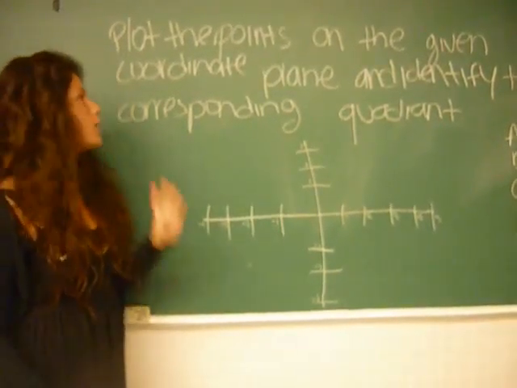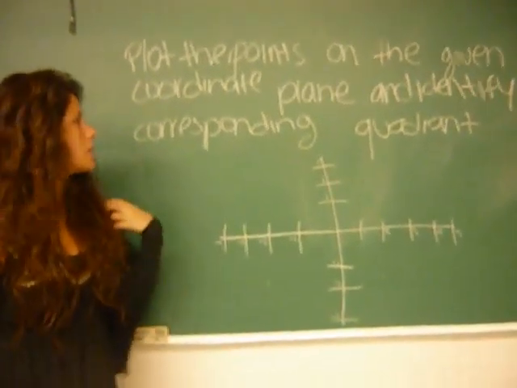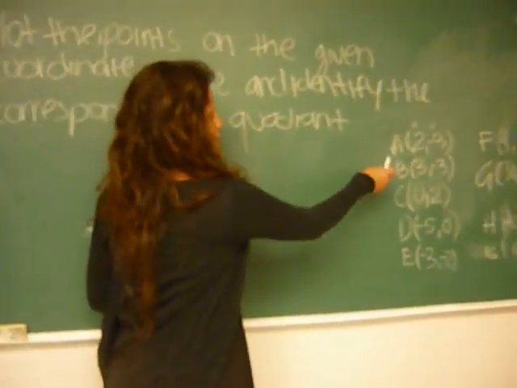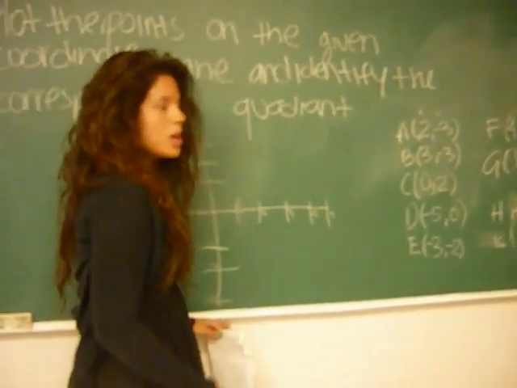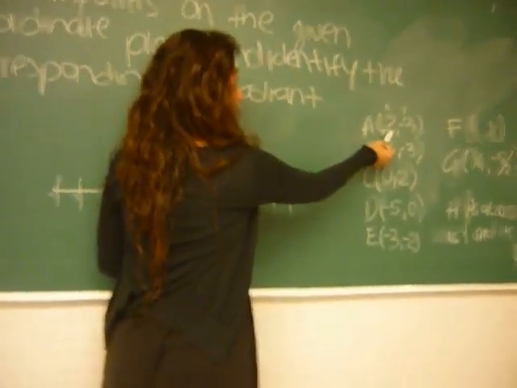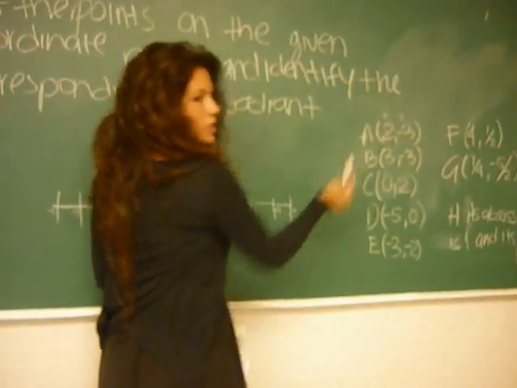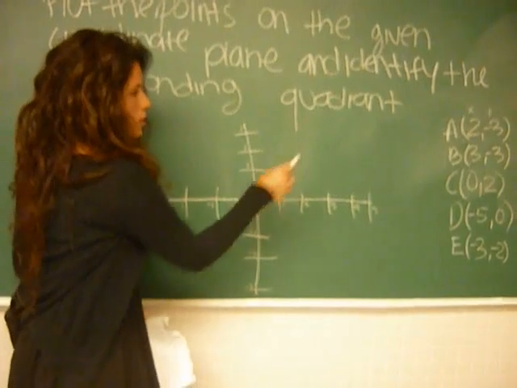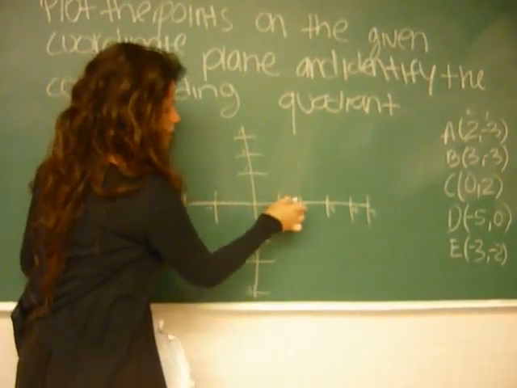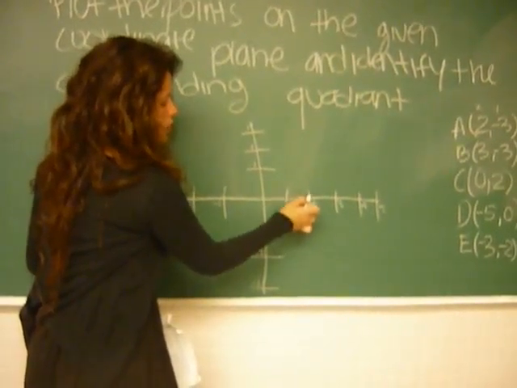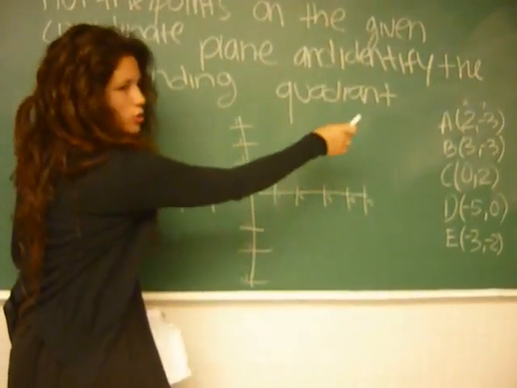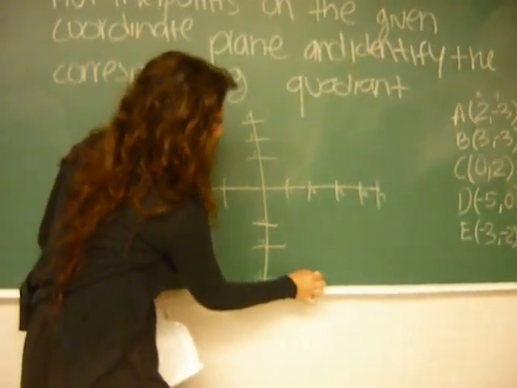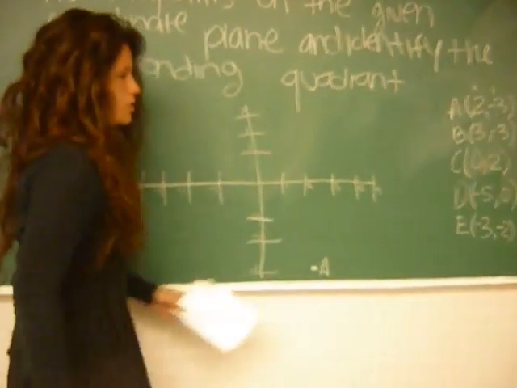And I'm going to explain how to plot the points on the given coordinate plane and identify the corresponding pattern. First, we have this point that is A (2, minus 3). You need to know that the first number in the parentheses is the x value and the second is the y value. So you're going to start from the origin and move along the x, that is 2, and then move up or down from your x value to the value of y, that is minus 3. 1, 2, 3. And there is your A point.